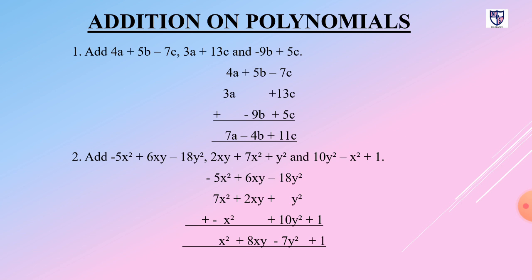And in 4a and 3a, both are of the same sign, that's why we have to add the terms. 4 plus 3 is equal to 7a.